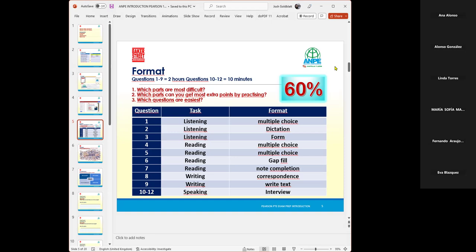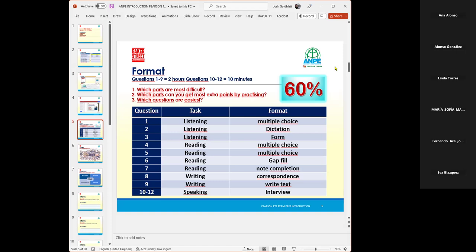Question number 2 is much more difficult. It's a dictation. So we'll do a little bit of dictation today, a little one, just to practice. Okay, it's the most difficult question in the whole exam. I'm so sorry. Okay, it is the most difficult one. Number 3 is listening again, but it's a form.